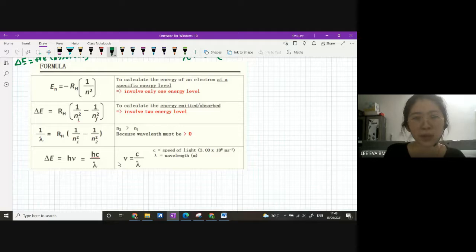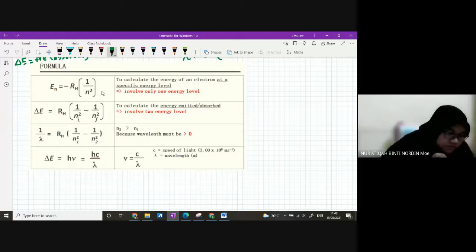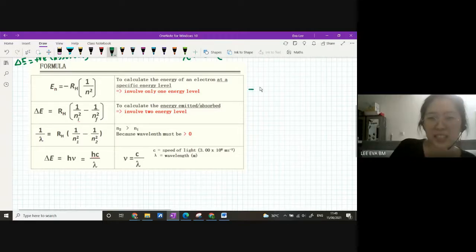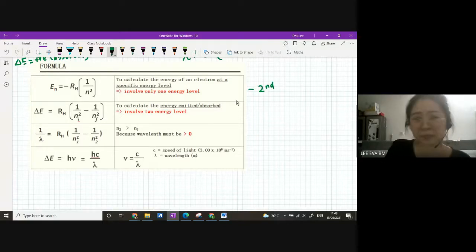So to recall back, the first formula awak guna bila first formula untuk postulate yang keberapa? 1, 2, 3, 4. 2. Kedua. Okay, this is our second postulate, to calculate the energy of an electron at specific energy level. So kalau awak nampak dalam soalan hanya mention satu energy level saja, so that represent this energy level.